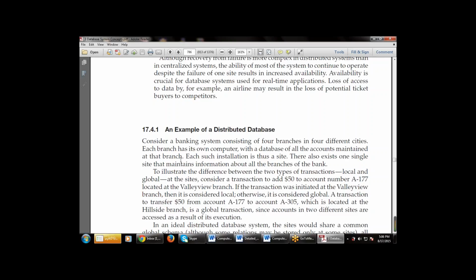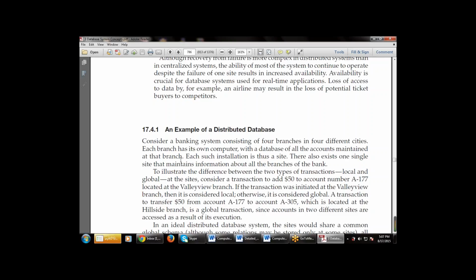This illustrates the difference between the two types of transactions, local and global. Consider a transaction that adds $50 to account number A177 at the Valley View branch. If the transaction was initiated at the Valley View branch, it is considered local. Otherwise, it is considered global. So if I go to the same branch of the bank in which my account operates, that is a local transaction.